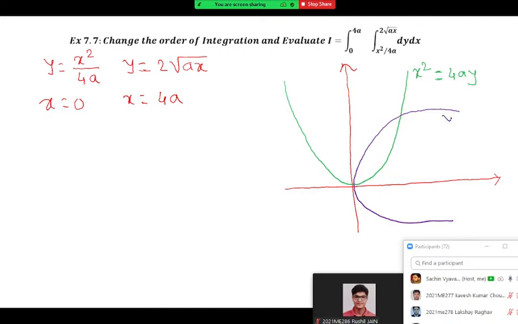We are drawing a rough sketch at the end. So y square is equal to 4ax. Next line is x equal to 0, the y-axis. And the last line is x equal to 4a. But before that, can you tell me the points of intersection? You have to solve these two equations simultaneously. Or you can just check whether 4a satisfies both equations. If you replace x by 4a, what is y?